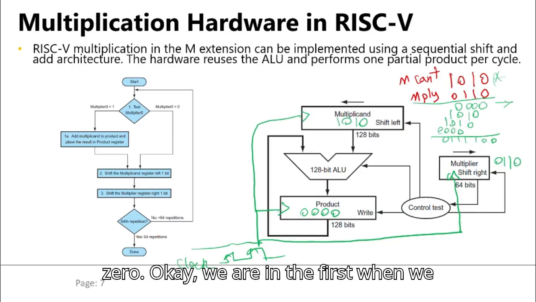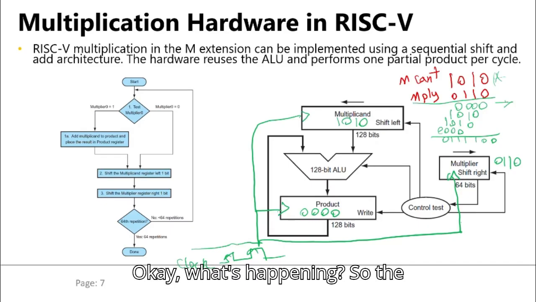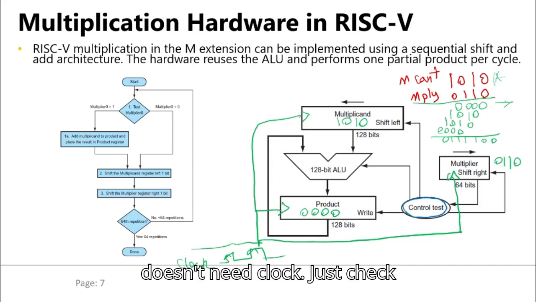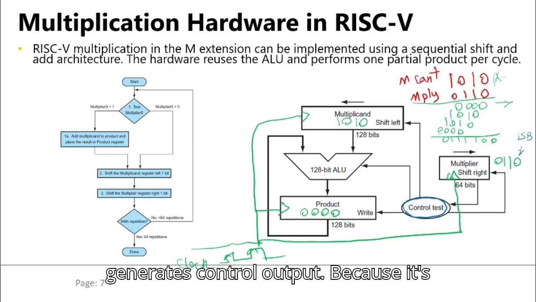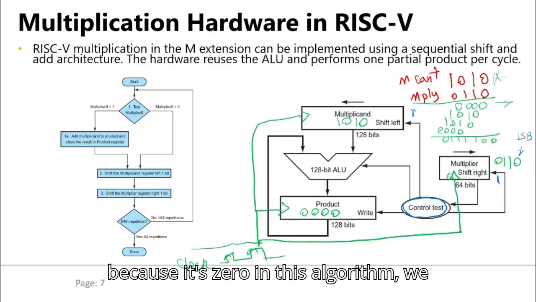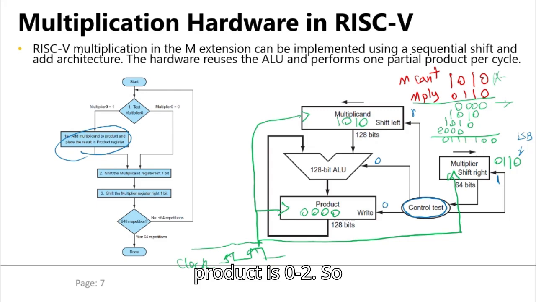Okay, we are in the first step when we started. I change the color. What's happening? The controller doesn't need the clock. It just checks what the least significant bit is. The least significant bit is 0. So it generates control output. Because it's 0, it needs shift, make this one 1, and this one 1, 2. But because it's 0, in this algorithm we don't need adding. So add is 0, product is 0, 2.